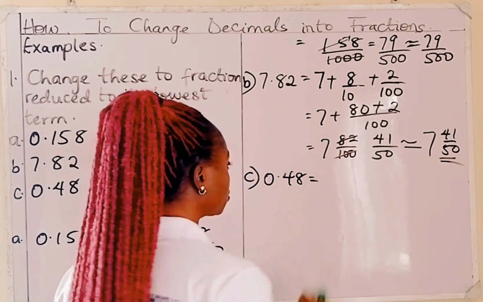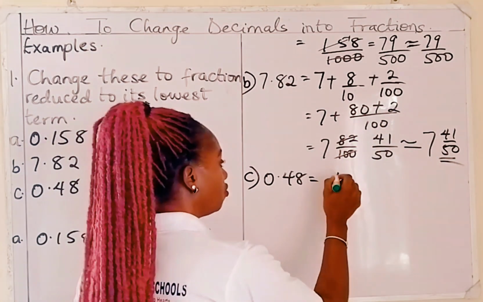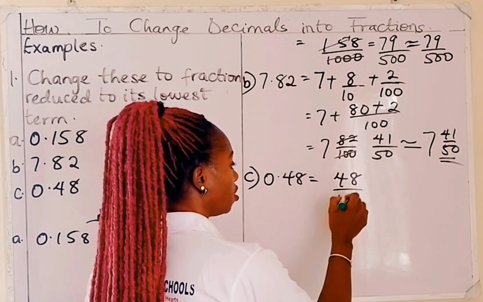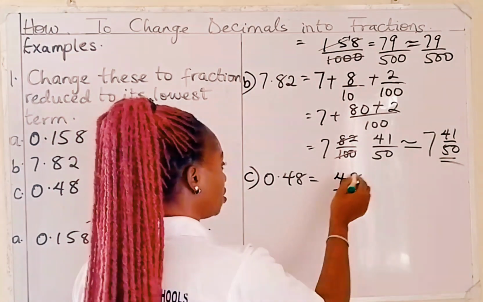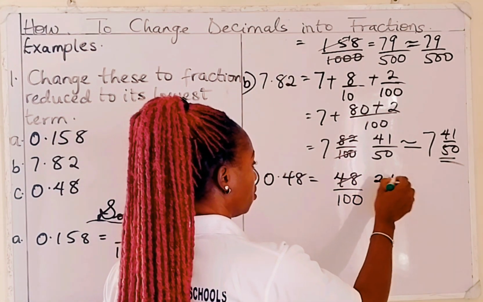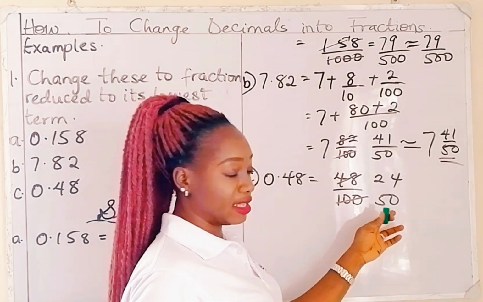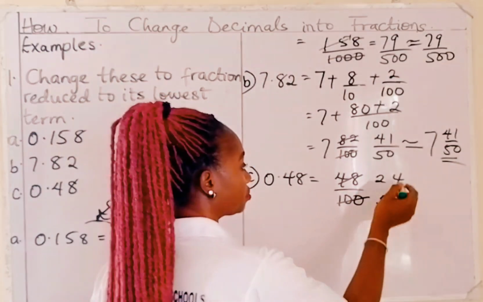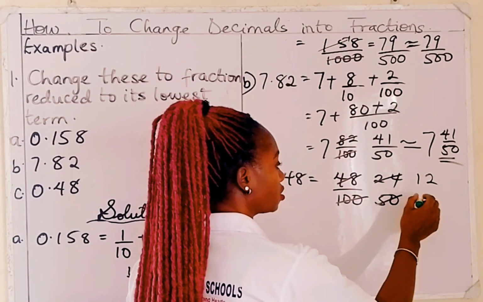The C part says 0.48. Here, instead of going through this long process, we can just say what? 48 over 100. And then we reduce the fraction. 2 here will give us what? 24. And 2 here will give us what? 50. We can still divide this fraction by 2, right? 2 in 24 will give us 12. And 2 in 50 will give us what? 25.